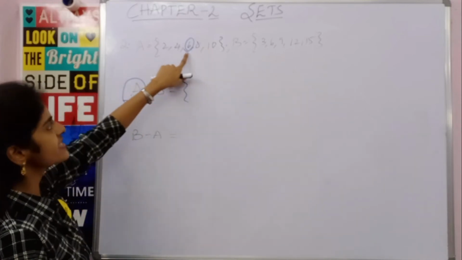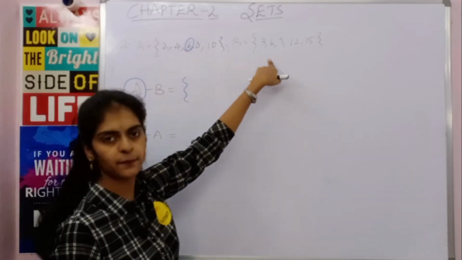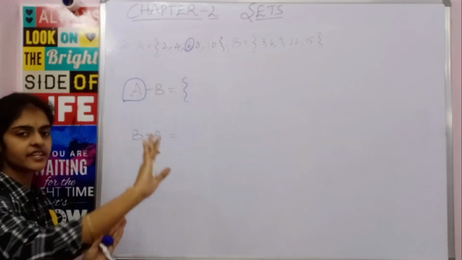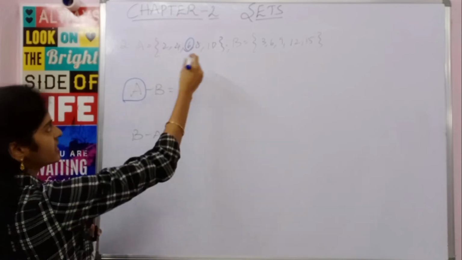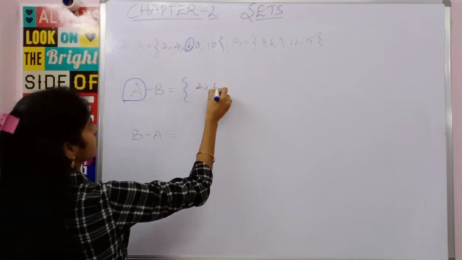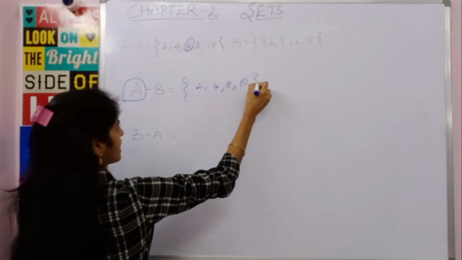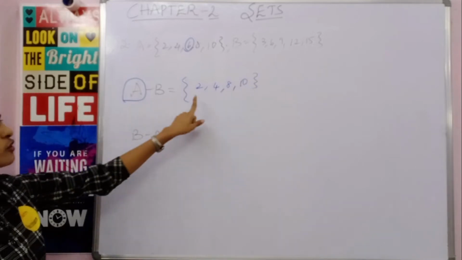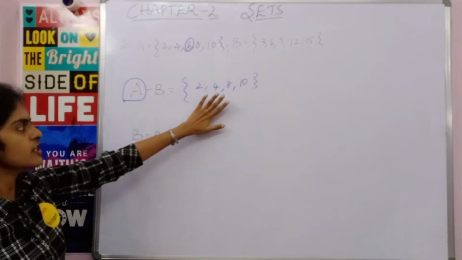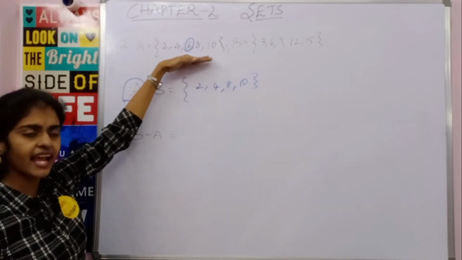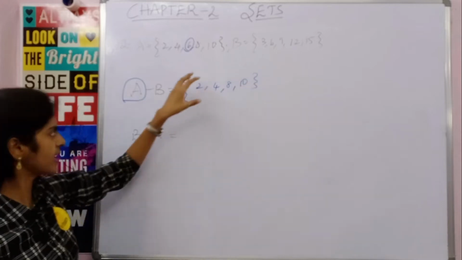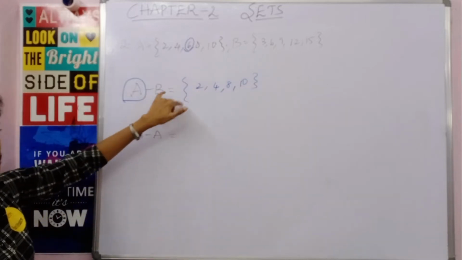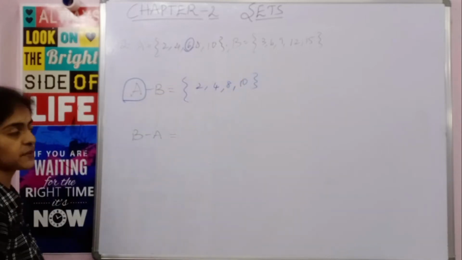That means 6 is the common element for both A and B. So you will remove the common element and write the other elements of A. Now what are the other elements of A? It is nothing but 2, 4, 8 and 10. So A minus B is 2, 4, 8 and 10. So nothing but you will consider the set A and from the set A you will remove the common elements of A and B. That means you are subtracting the common elements of A and B. So this is nothing but A minus B.